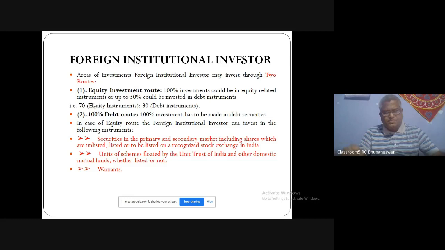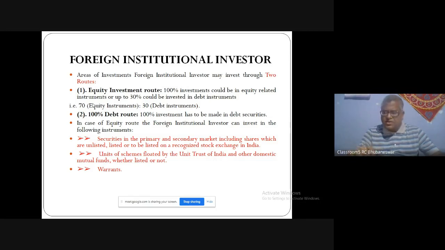Another way for FIIs is the 100% debt route. 100% means 100% investment through debt securities. My dear students, listen, through equity investment, 100% is divided into two parts, 70 plus 30. Another one is totally 100% debt. But in the 70-30, you see in my slide, in the red color, I have marked.